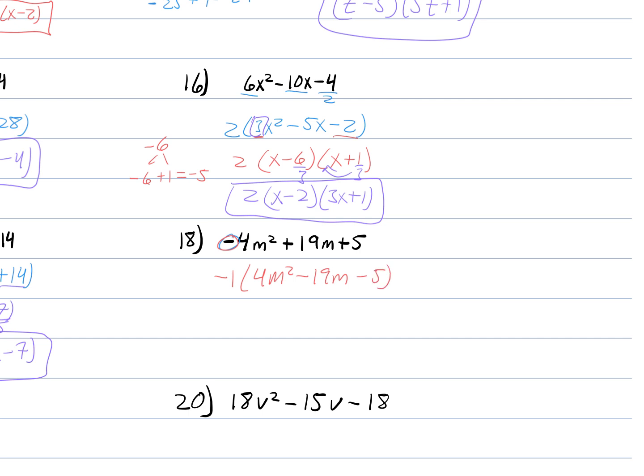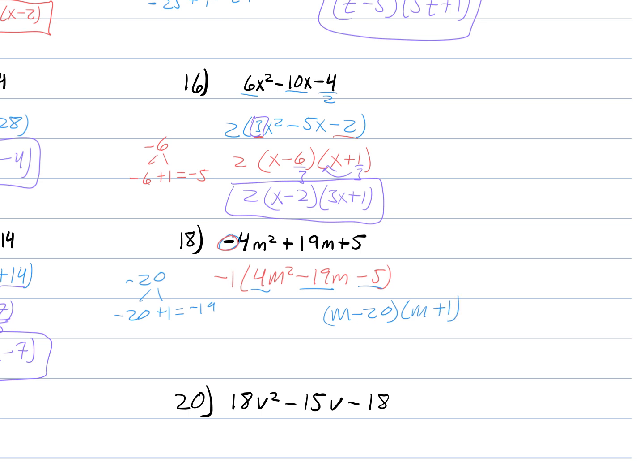All right, so then from here we can do our slide and divide method by first multiplying 4 times negative 5 to get negative 20. So I want factors of negative 20 that add to negative 19. That's going to be a negative 20 and a positive 1. All right, so then it's going to be an m minus 20 times an m plus 1.